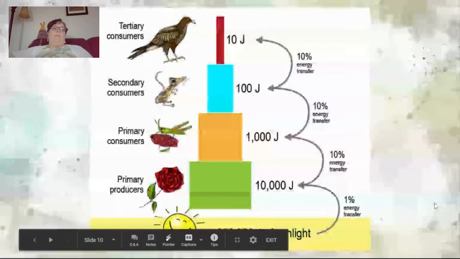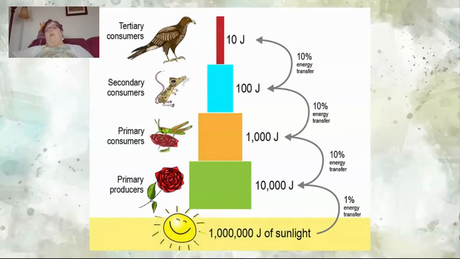So here's how that works out mathematically. Let's say that sunlight contains 1 million joules of energy. About 1% of that makes it into the primary producer. So 10,000 joules. Every time now that energy moves up a trophic level, only 10% of it moves up. The other 90% is lost. So 90% of that 10,000 joules went into the plant growing, the plant moving. Plants do move to reposition their leaves to turn them towards the sun, stuff like that.